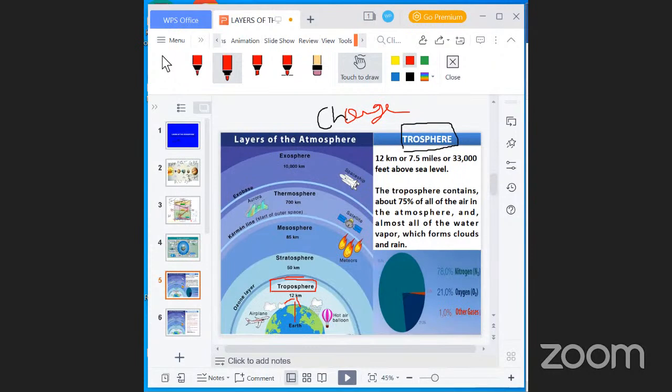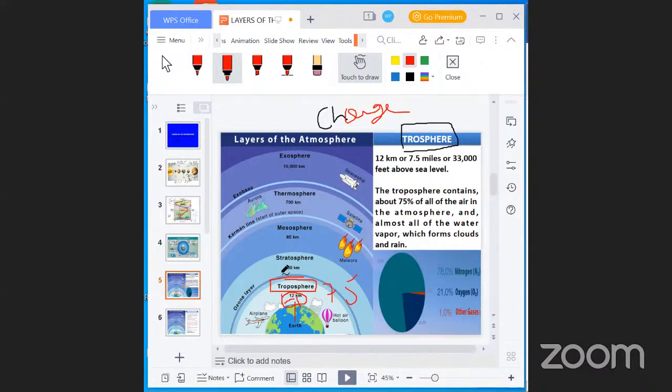This layer gets its name from the weather that is constantly changing and the mixing of the gases. This layer is the lowest and closest to the earth's surface, right? On average, the troposphere extends from the ground to about how many kilometers? You see here, 12 kilometers, right? 12 kilometers or 7.5 miles above the sea level. Okay.